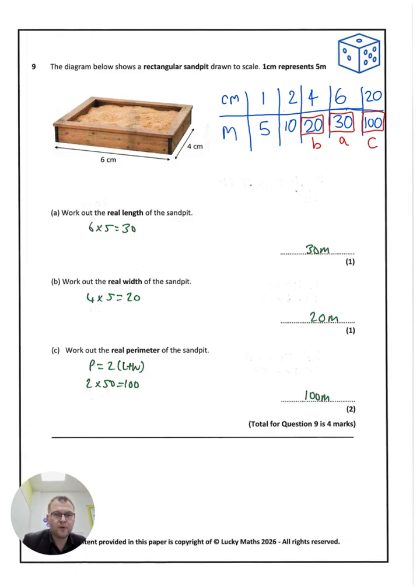To work out the real perimeter, 6 plus 4 plus another 6 and 4 is a total of 20 centimeters. So we can use the information with 2 centimeters and 10 meters to multiply that by 10 to get 20 centimeters is equal to 100 meters.